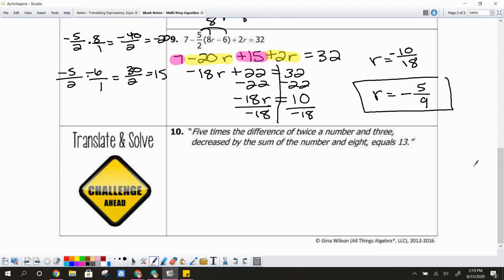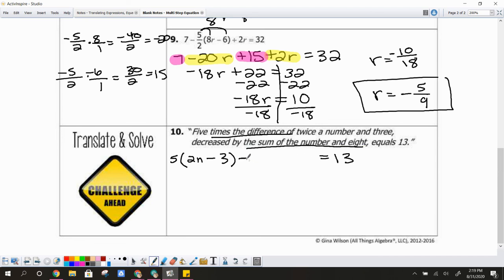So we have 5 times the difference of twice a number and 3 decreased by the sum of a number and 8 equals 13. So I know equals 13 is going to be the end part, so I'm just going to put equals 13. All right, so I've got multiple things happening here. I've got 5 times the difference of, that is one of my parentheses keywords, so I know there's going to be parentheses. So 5 times the difference of, so I'm subtracting, the difference of twice a number and 3. So twice a number would be 2n, and then minus 3, okay? Decreased by, that's a subtraction, the sum of a number and 8.